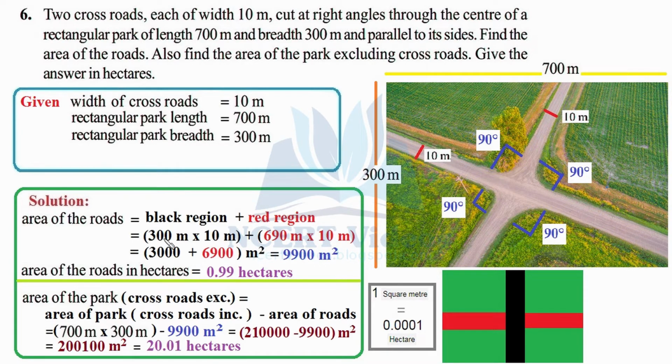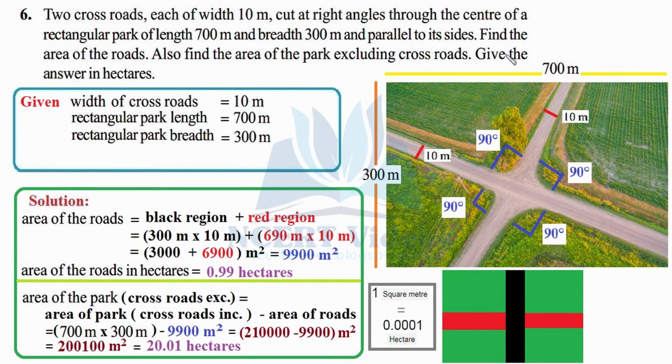So 300 times 10, fix 1 2 3 zeros, 3 zeros, plus 69 and 2 zeros, and meter into meter we have multiplied, so meter square is written as common. Now add it. It gives you 9900 meters square. So this is the area of roads within this rectangular field.